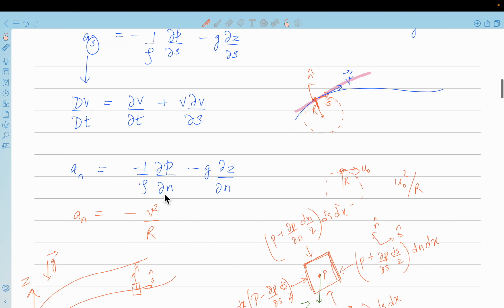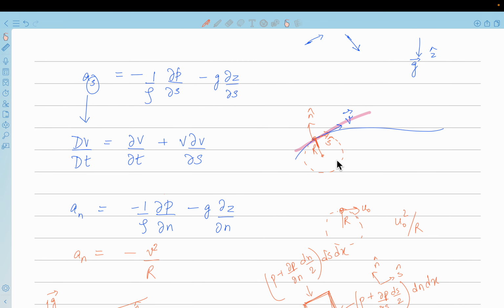Okay, so what you can observe from these equations is that in the normal direction, you have the terms ∂p/∂n and ∂z/∂n. So the pressure increases in the direction which is outward from the center of curvature, and there is no pressure variation which is normal to a streamline where there is no curvature, right?